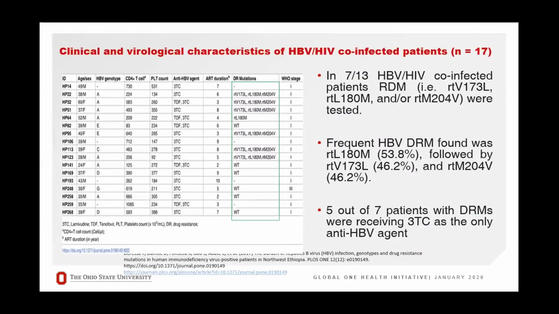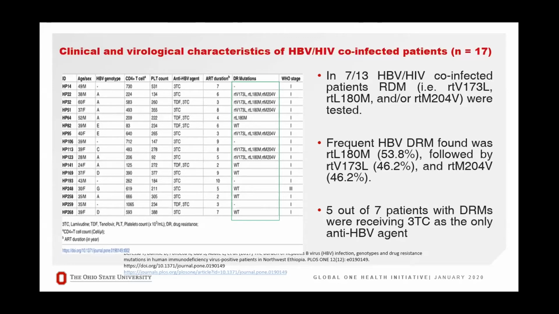So we have identified drug resistance mutations in 7 of the 13 strains in our cohort, and the most frequent hepatitis B virus drug resistance mutation was the substitution of L with M at amino acid 180, which accounts for about 53.8% of the strains, followed by V with L substitution, which accounts for 46.2% of the strains, and M with V at 204, which accounts for the same figure, 46.2%.